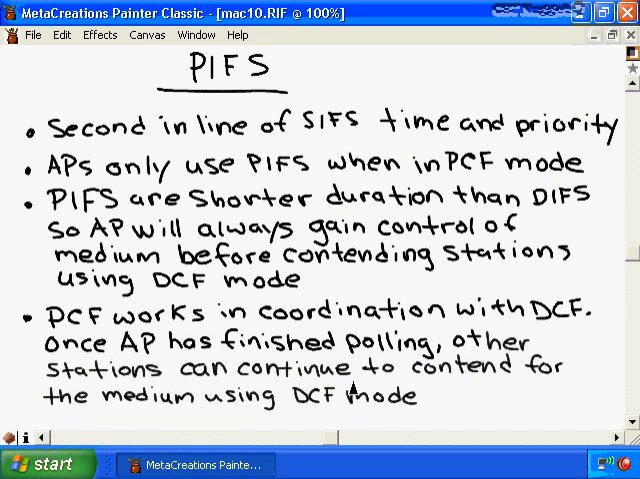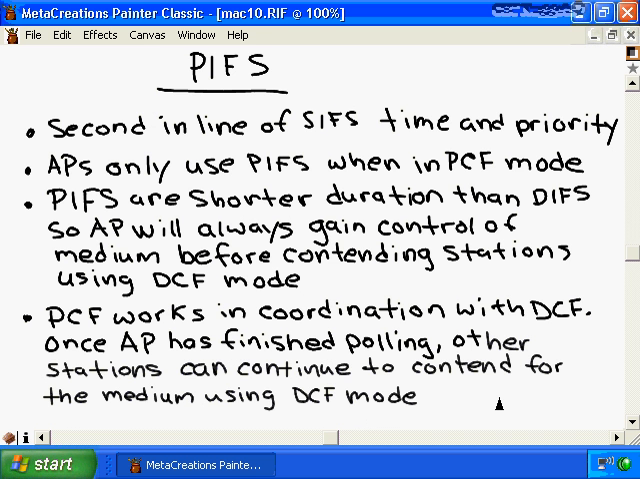Well, what happens is, once the access point has completed its PCF mode, if you will, once it's finished polling the stations, the other stations can continue to contend for the medium in DCF mode. So basically, after it has polled the stations that are also running in PCF mode and have responded, any of the other stations that have not responded to these PCF polls will operate as per normal in DCF mode.